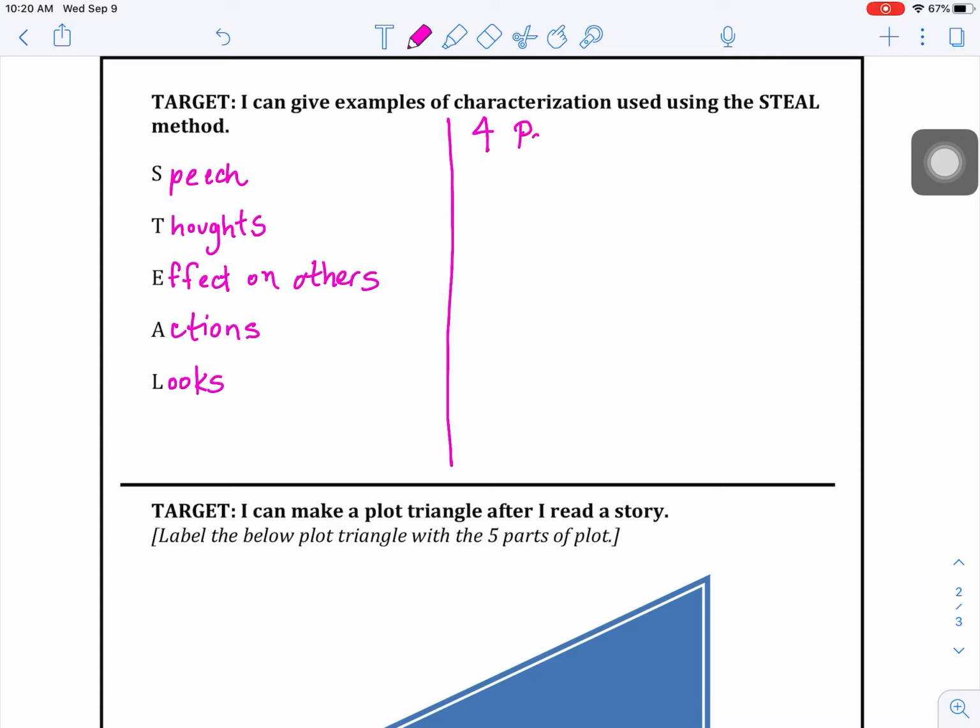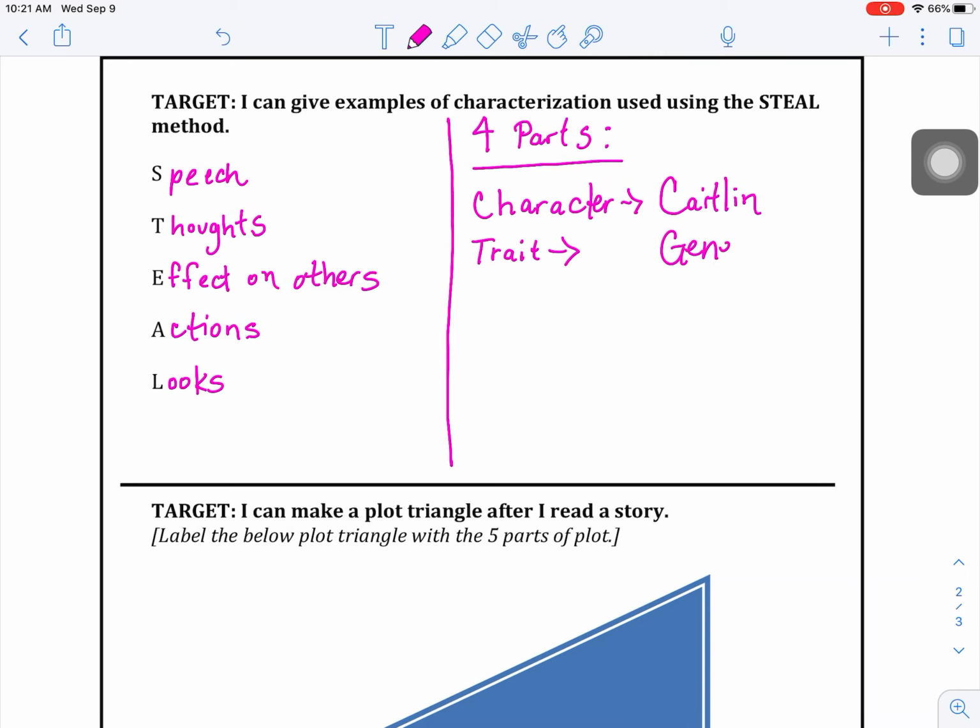When we use the Steele method this year, you will break it down into 4 parts. Who's the character? So what's his or her name? So let's just say you say Caitlin. We'll use our I will always write back example. What is a trait, a character trait we learn about Caitlin? So let's say we give her the trait of generous. We learned that about Caitlin.